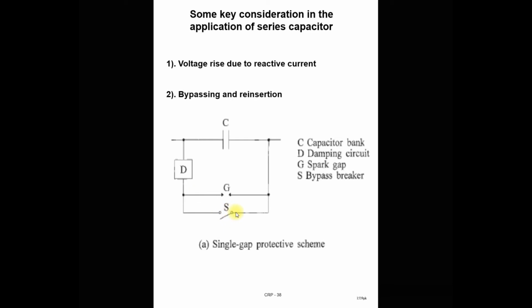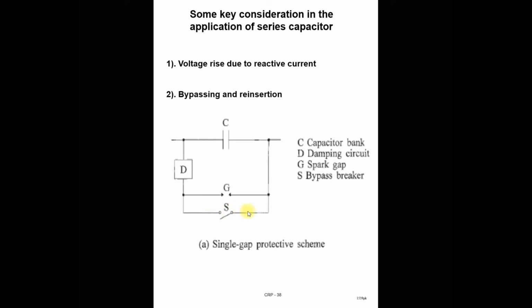Clear? Let me repeat this. In the normal condition, current is flowing through the series capacitor, but because of a fault condition, what will happen? A high voltage stress appears across this capacitor. So to avoid damage to this capacitor, you must bypass this fault current. For that, we have provided the spark gap. So the spark gap, through this damping circuit, bypasses the fault current, and once this fault current is detected by this bypass breaker, this breaker is closed, and again this current is bypassed from the spark gap to the bypass breaker.